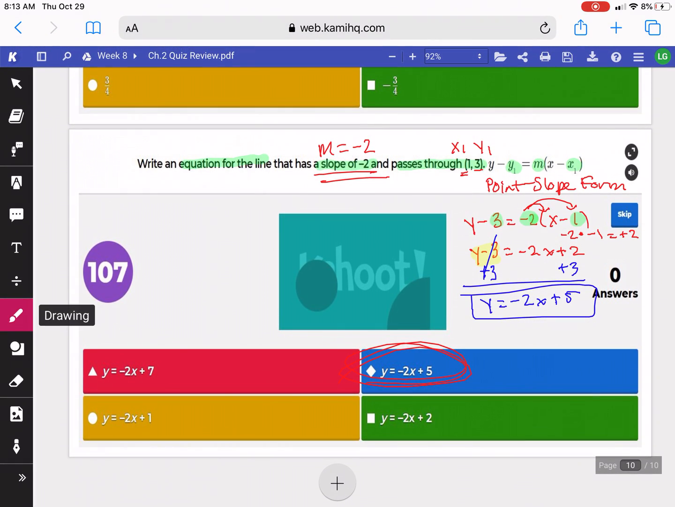So these are the different things that we covered in Chapter 2 so far. Anything that we reviewed here could come out on your quiz.